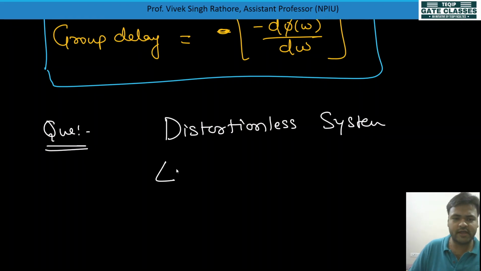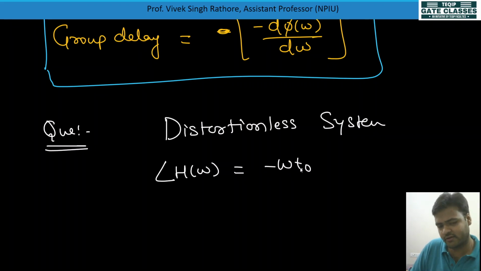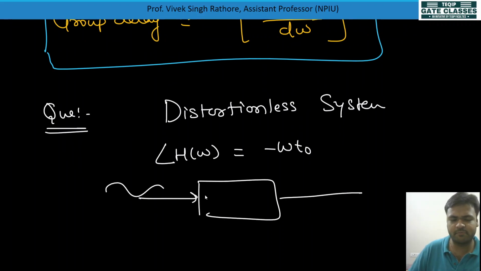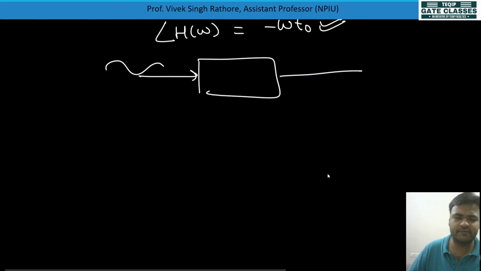So I told you that for H of omega, the phase will be minus omega t naught. This was the ideal distortionless system we have seen. Now, any signal is given as input to a distortionless system. We know that it is offering a phase delay of this much. So what will be the phase delay at the output?